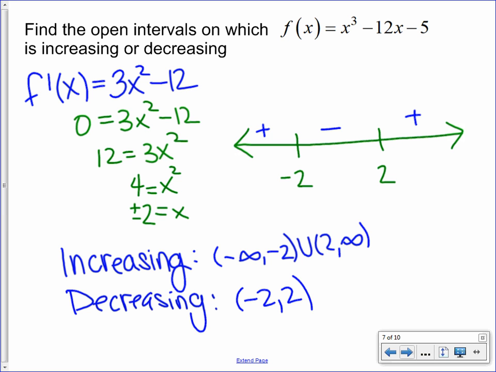Are you sure that from negative infinity to -2 and 2 to infinity is united like that? Yes. Because on both intervals we have a positive derivative. And that means they're united. Well, right. So we're increasing from negative infinity to -2, and 2 to infinity.